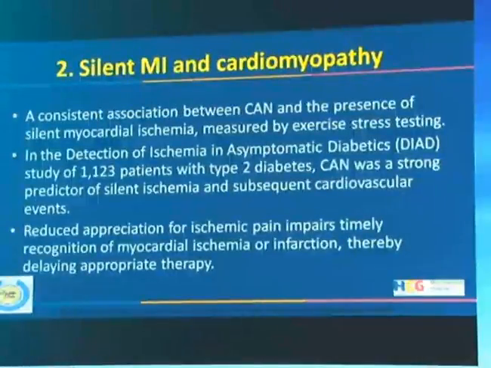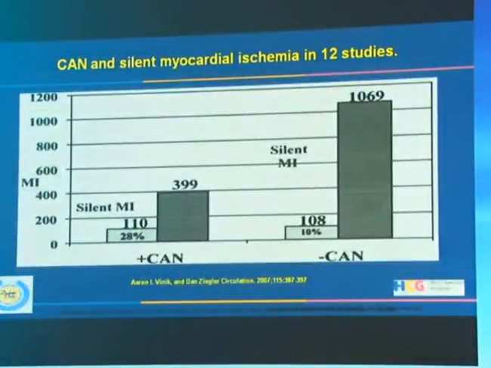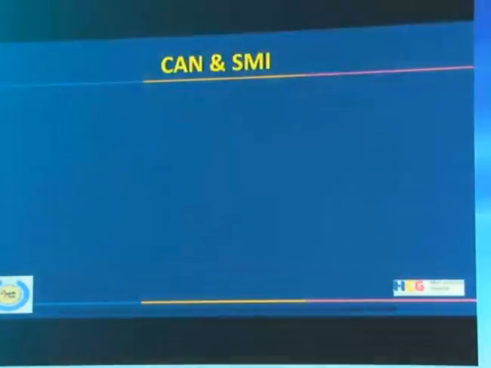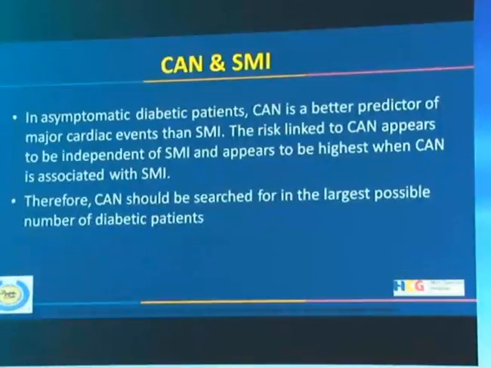Second thing, silent MI. CAN is associated with silent MI. So those patients having cardiac autonomic neuropathy must all be investigated with a stress test, either a treadmill test or a pharmacological stress test, to find out whether they are having silent myocardial ischemia. You can see those having CAN, 28% silent myocardial ischemia versus those who did not have CAN, only 10%. So those people who have CAN have higher incidences of silent myocardial ischemia, and therefore it's a better predictor of major cardiac events.